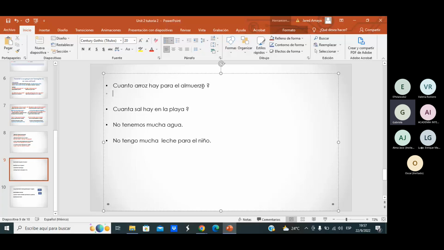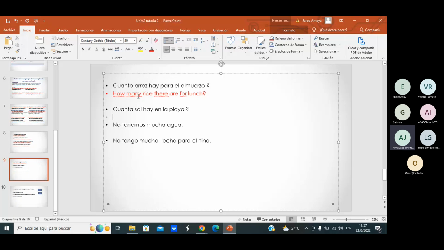Okay. How many rice there are for lunch? Okay, what do you think about this? Is that correct? How many rice? Think about it. Pay attention to the sentence. How much or how many? Why how much and not how many?